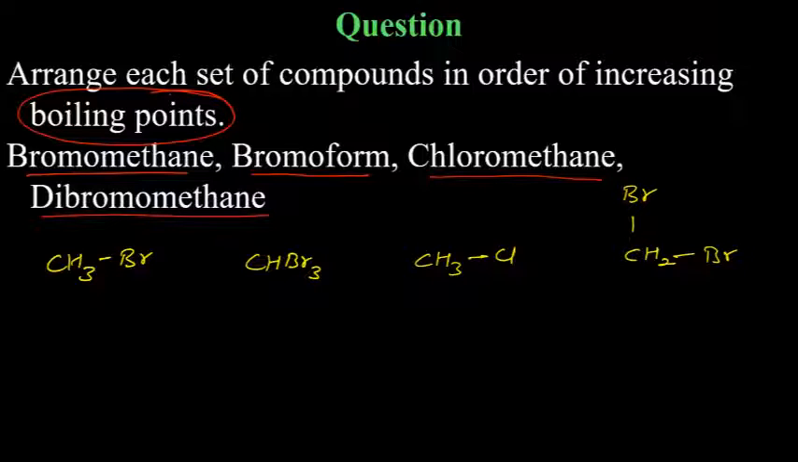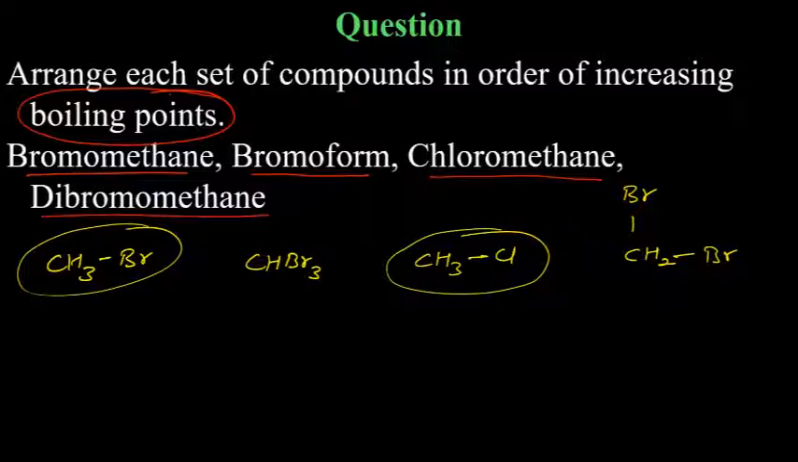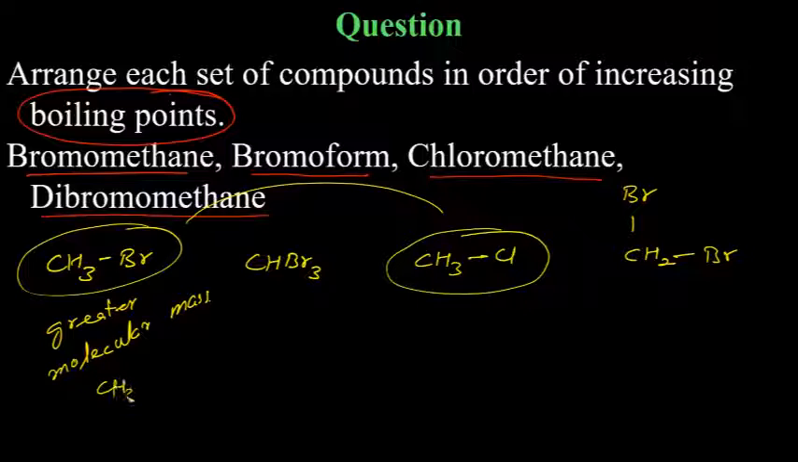And I told you that if branching increases, boiling point will decrease. If molecular mass increases, boiling point will increase. These two are similar, but this one has greater molecular mass because it contains bromine. Bromine atomic mass is greater than chlorine. So between these two, chlorine will come first, CH3Cl, and then CH3Br.